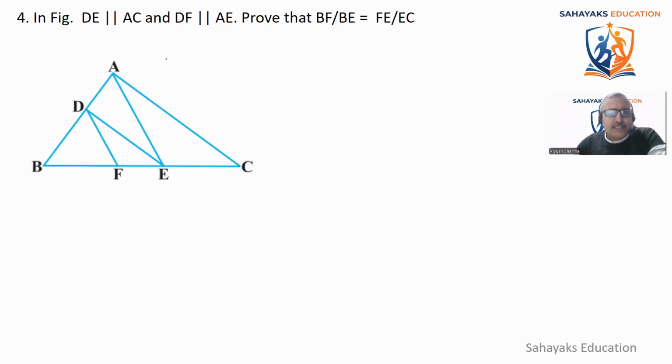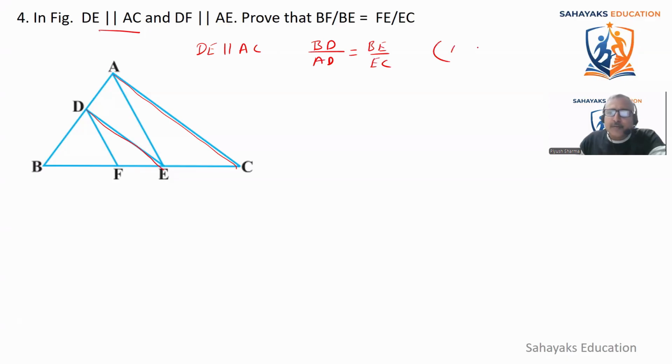Okay, so coming to the next question, it says in the figure DE is parallel to EC. When you say DE, this line is parallel to AC, not EC. DE is parallel to AC. So when DE is parallel to AC, I can say that BD divided by AD, or BD divided by DA, should be equal to BE divided by EC. Okay, this is as per the theorem.